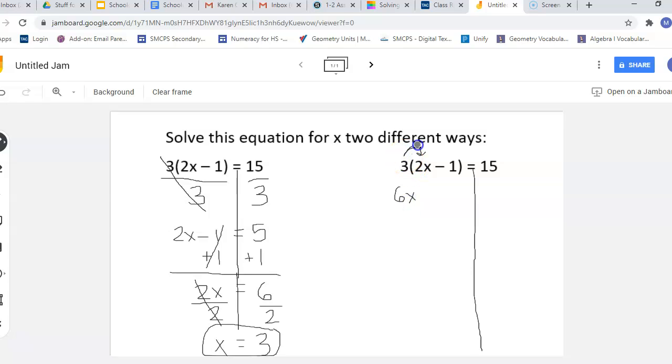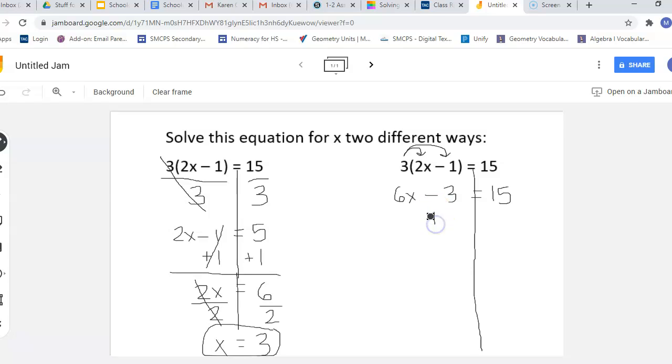And then I draw an arrow from the 3 to the negative 1. That's like saying 3 times negative 1. That gets us negative 3. And then it still equals 15. Okay? So now we got to get rid of the 6, and we got to get rid of this minus 3 in order to get the x by itself.